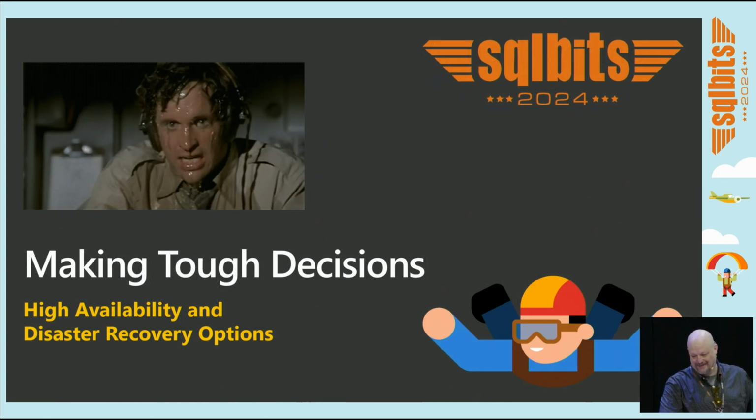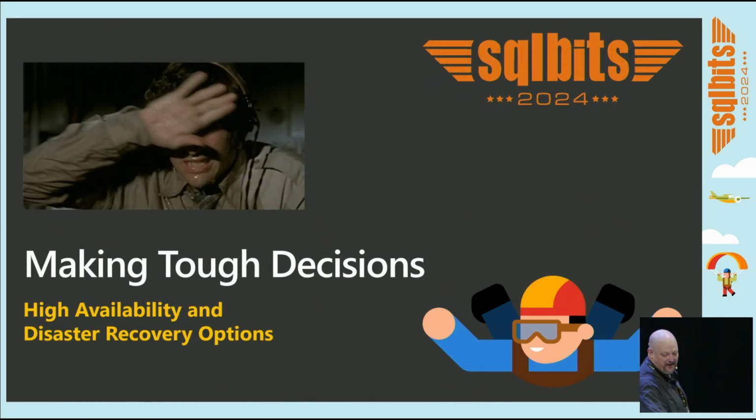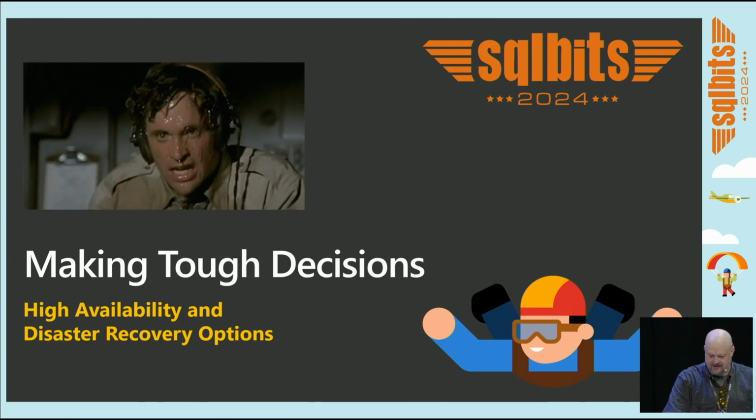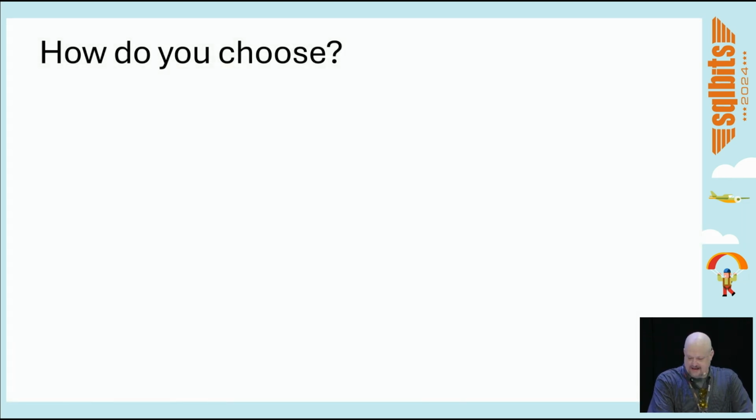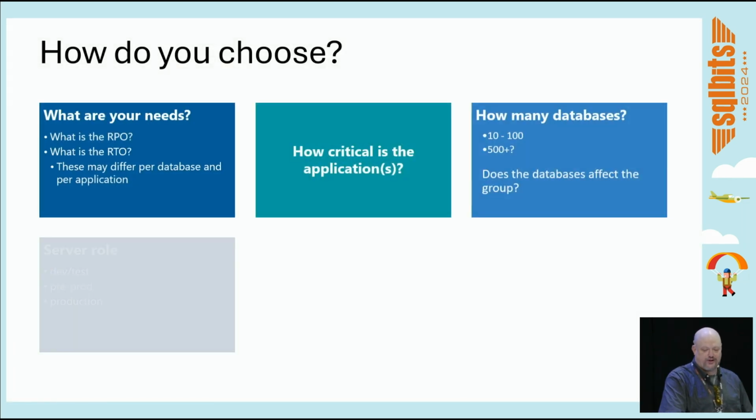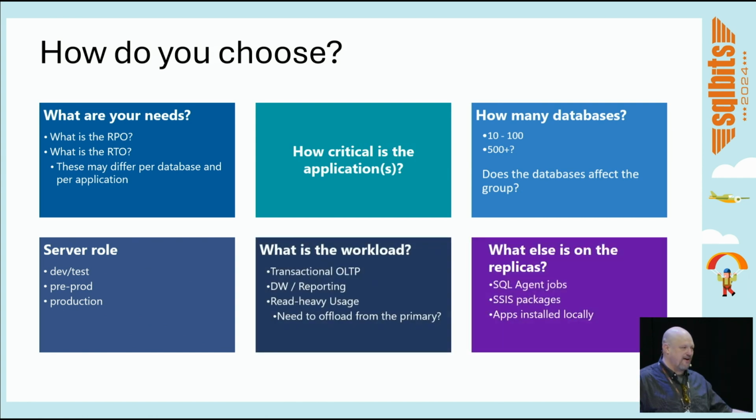Okay, so making some tough decisions. We gave you all the options. We want to know what you think. And so the thing is, how do you choose? What's your RPO? What's your RTO? This is all going to differ. It's going to be from your organization. How critical is that application? What does it mean to be down?